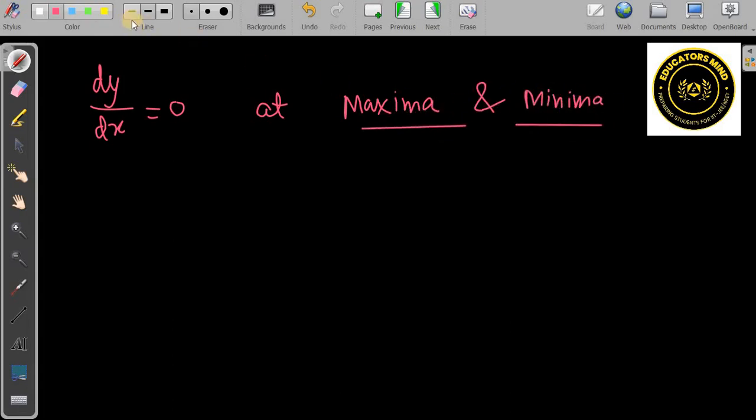See, what is maxima and minima? Maxima and minima is the peak point or the valley point, right? Like this, this is the maxima, and this point is the minima. And there is a difference between maximum value and minimum value. Maximum value and minimum value can be different.